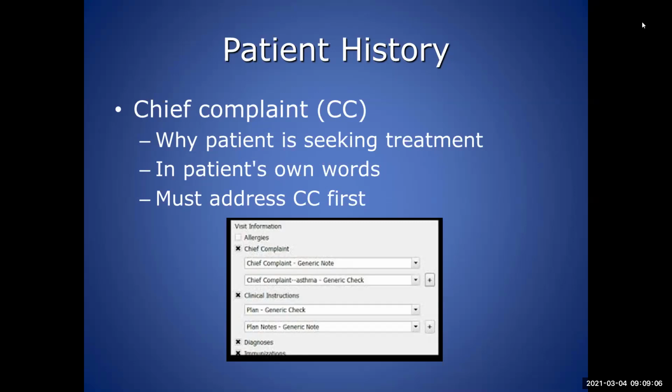And you want to put the chief complaint in quote marks, so the patient, if my gums are sensitive or my gums bleed or my gums, I feel like I have something under my gums, you want to put that in quotes as their chief complaint.